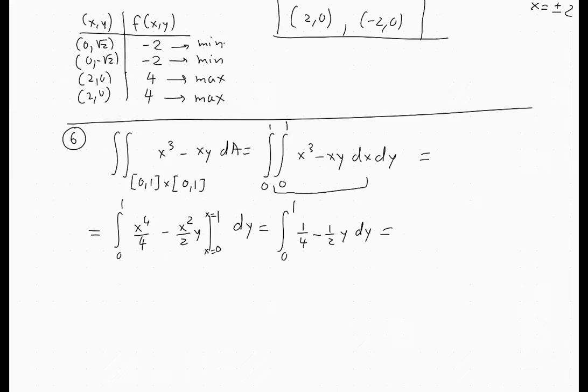You have 1/4 y minus 1/2 squared, y squared, right? That's the antiderivative, and you want to go from 0 to 1, and this will give you 0, right? Because this is 1/4, so it's 1/4 minus 1/4 minus 0, which is 0, is the final answer for this integral.